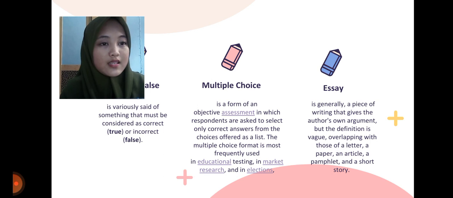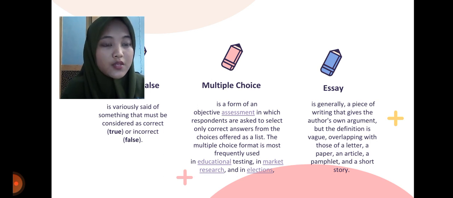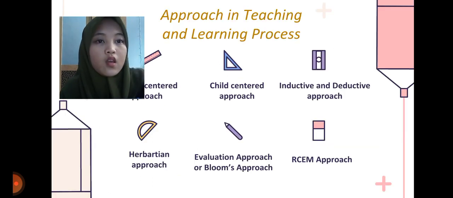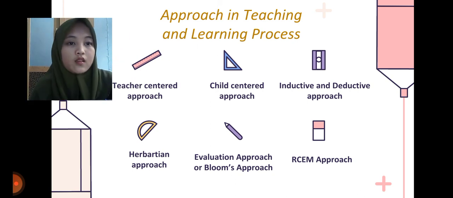And then the last, essay, is generally a piece of writing that gives the author's own argument, but the definition is vague, overlapping with those of a letter, a paper, an article, a pamphlet, and a short story. Next discussions: approach in teaching and learning process. There are 6 points of this.